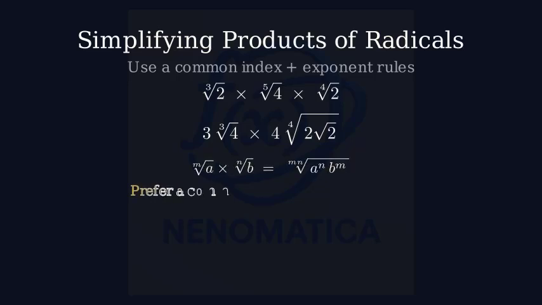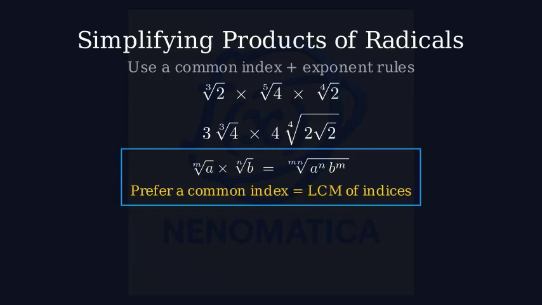The guiding rule we'll use is this: the product of different indexed radicals can be rewritten with a common index. Multiplying the mth root of a and the nth root of b equals the mnth root of a to the n times b to the m. In practice, we prefer using the least common multiple of the indices, so everything fits into one clean radical.